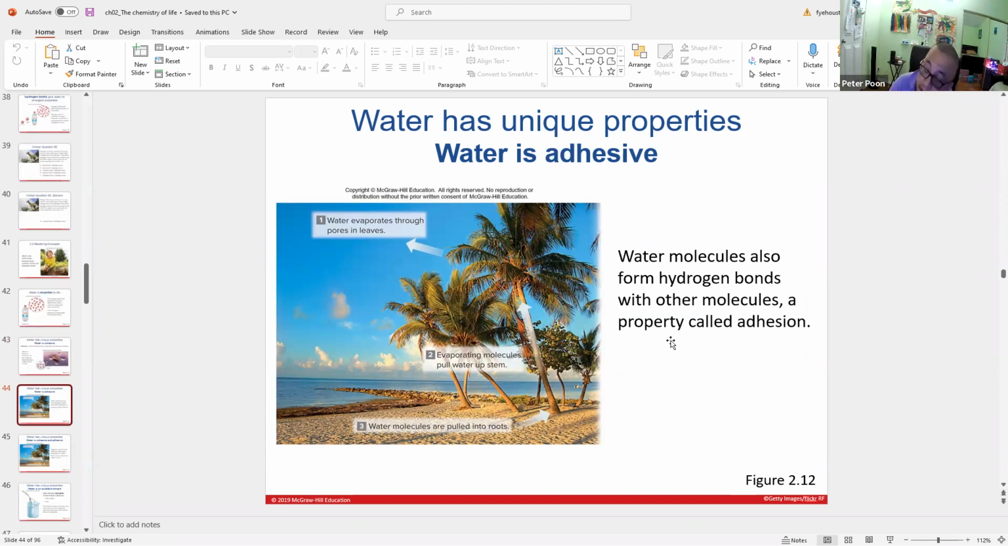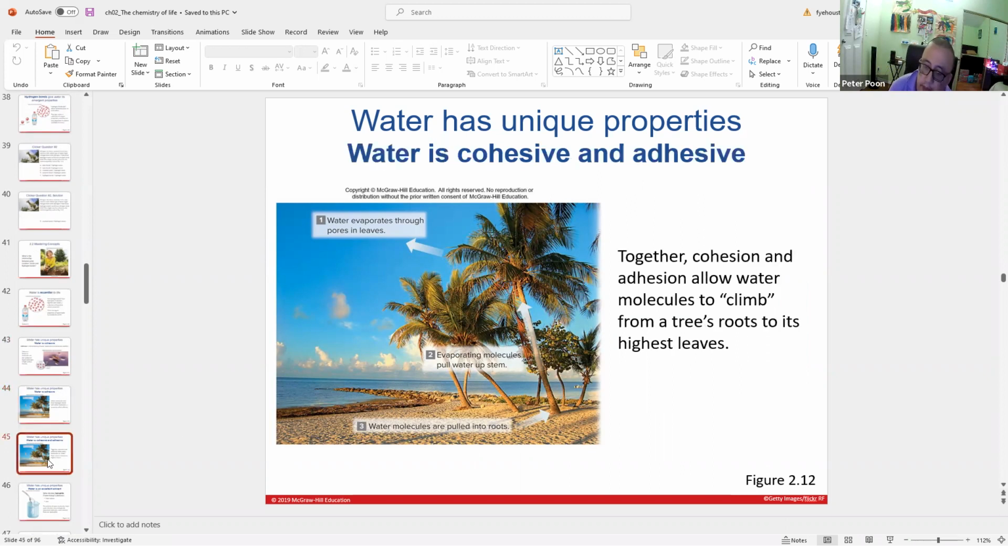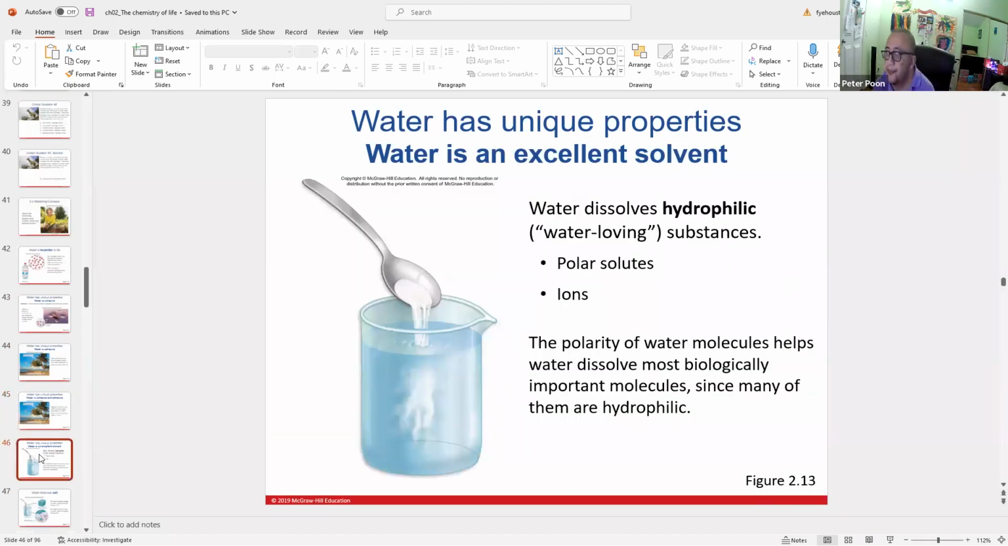Water is also adhesive. Cohesion is the ability to stick to each other. Adhesion is the ability to stick to other things, and together, that's what makes water go up the tree. Because water is charged, because water is polar, it loves other polar things, including ions and other polar solids. And because of that, we can dissolve things in water, like sugar and salt dissolve in water really well.